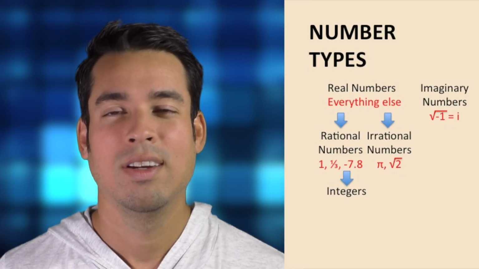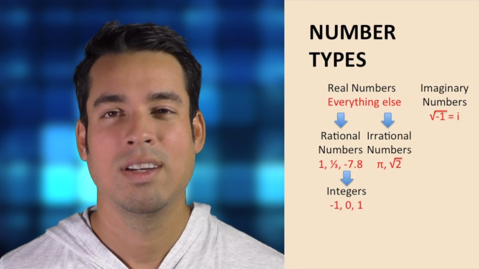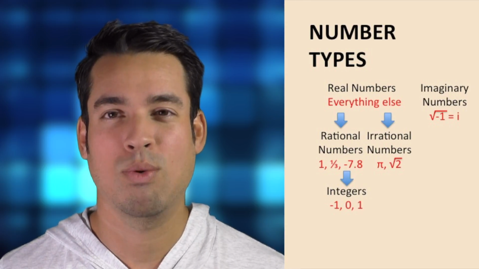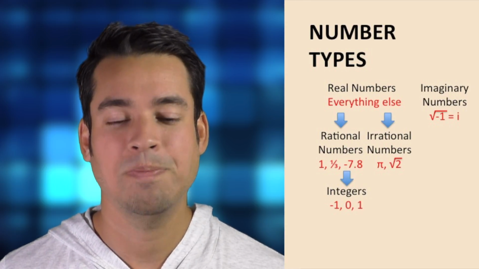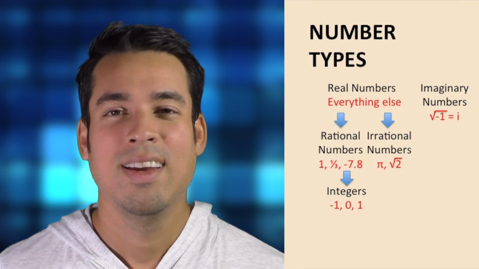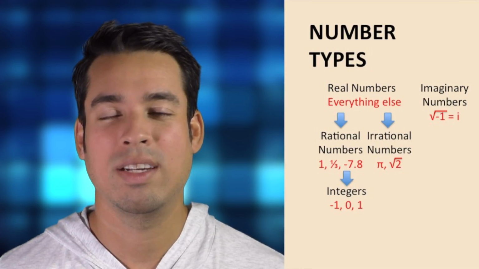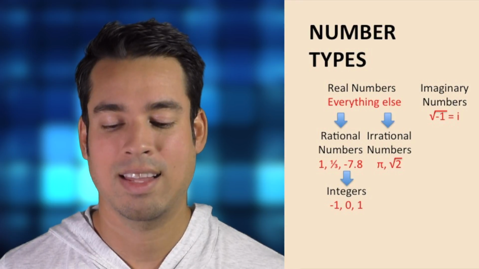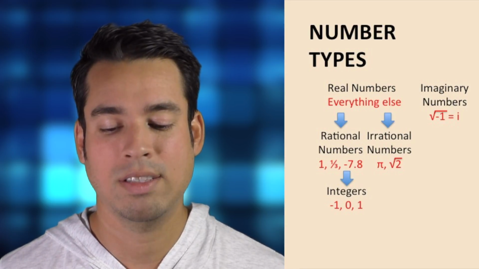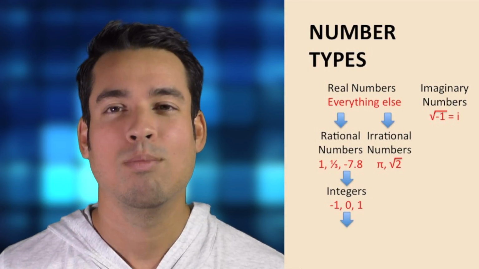What are integers? Integers are whole numbers like 1, 2, 3, 4, 5. It also includes 0, and it also includes negative whole numbers like -1, -2, -3, things like that. Okay, so now let's break down integers further. Now we've got more subcategories.